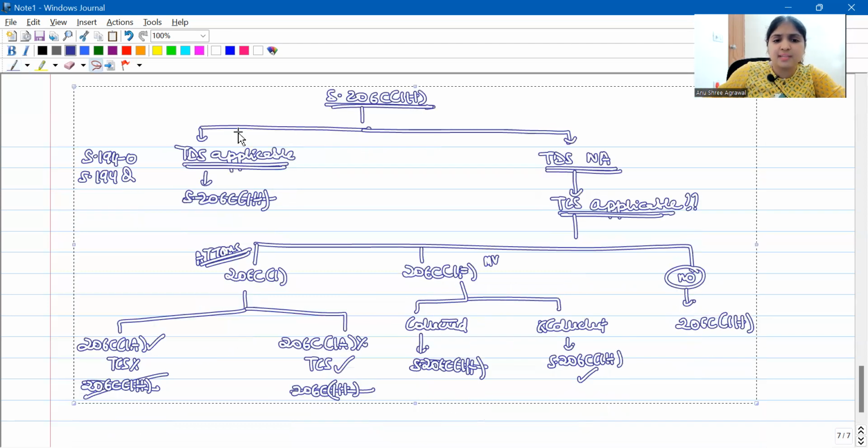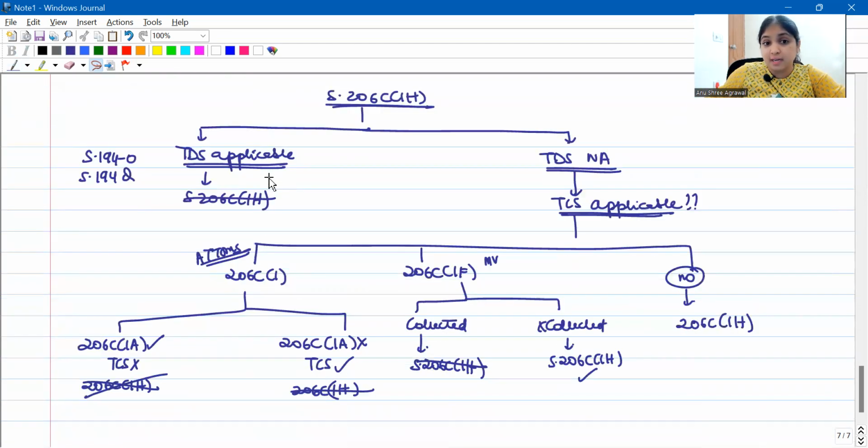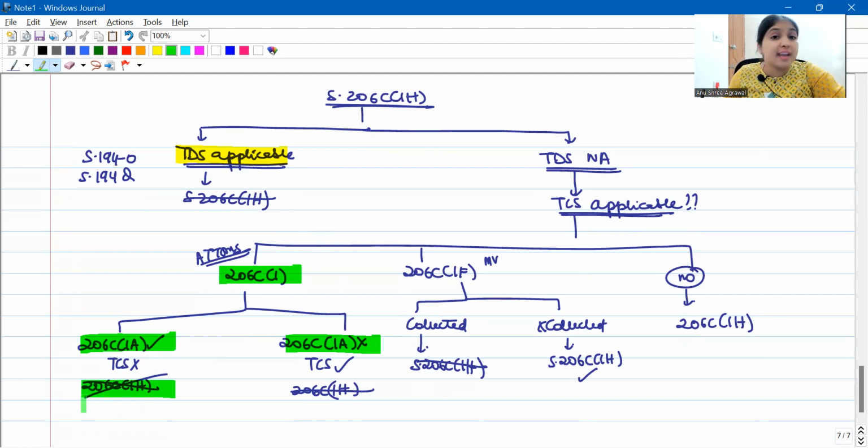So this diagram will make things much easier for you when it comes to the second condition. You will first see if any other TDS is applicable. If TDS is applicable, then you forget about 206C1H. If TDS is not applicable, you see if any other TCS is applicable. If it's 206C1, if it is atoms, then either the buyer would have given a declaration or the buyer wouldn't have. If he gave a declaration, then no TCS at all under any section, not under 206C1H also. And if he has not given a declaration, then we would have already collected tax under this section. So don't collect again under 206C1H. So if it is atoms, then there will be no 206C1H at all.